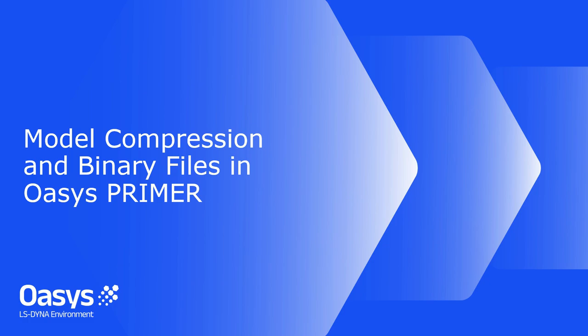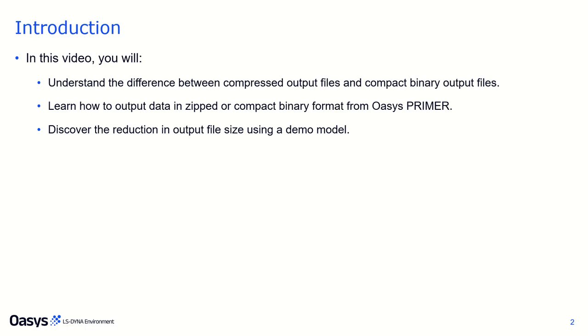Today we'll be talking about model compression and binary files in Oasys Primer. So in this video, you will understand the difference between compressed output files and what we refer to as compact binary output files. And of course, we're going to talk about the advantages of these different types of output files too. We also learn how to output data in both zipped or compact binary format from Oasys Primer. Lastly, we'll discover the reduction in output file sizes using a demo model when we output it in either the compressed or binary output files.